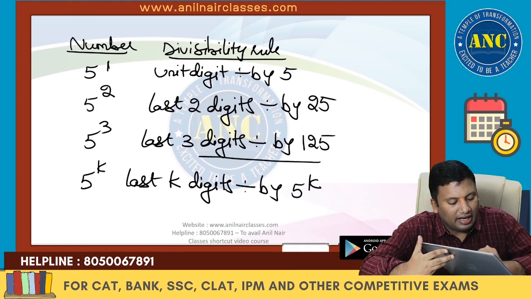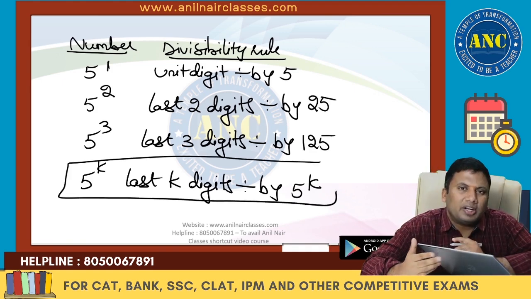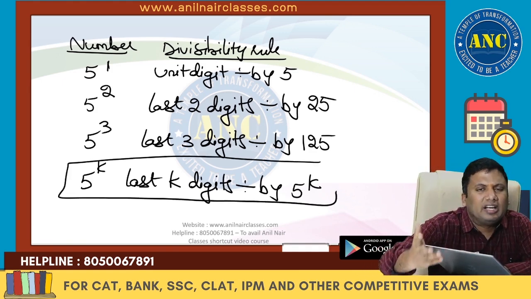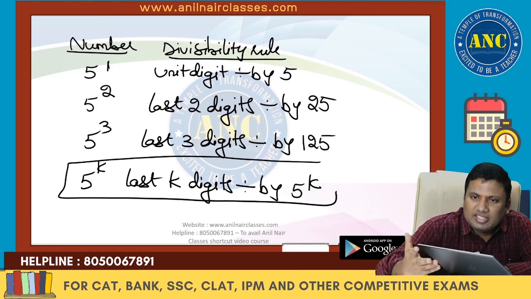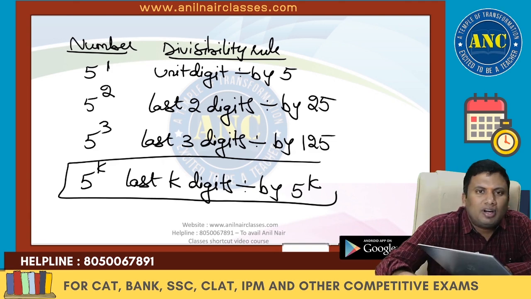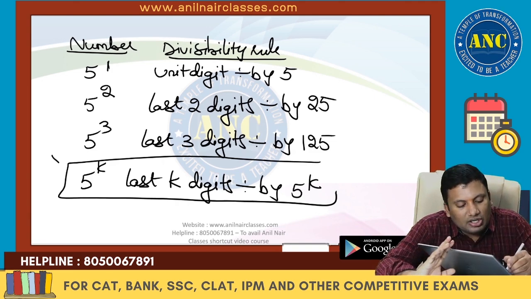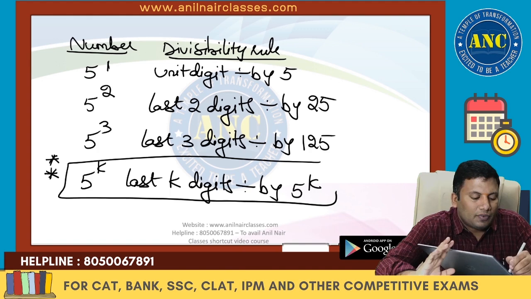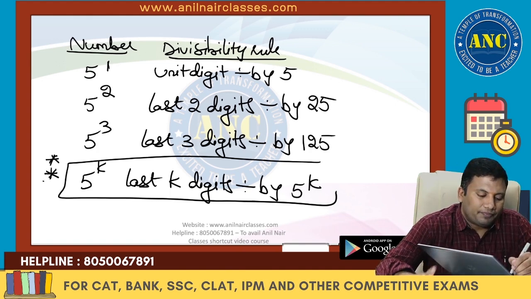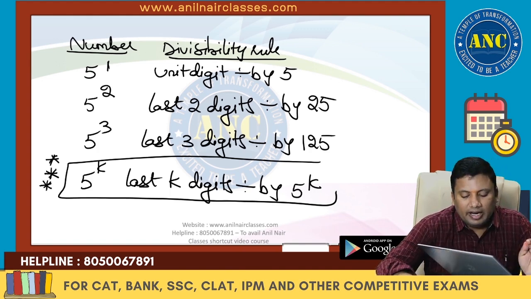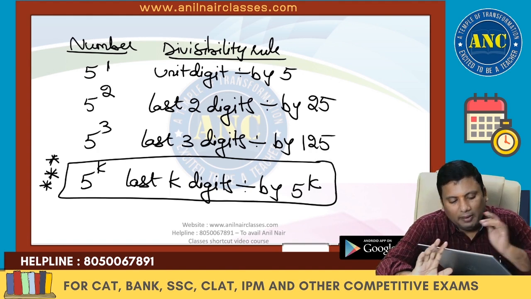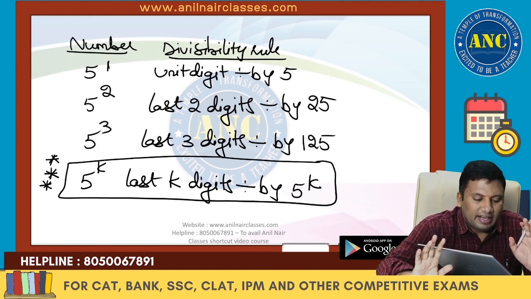I hope the idea is clear. For 5 power k and 2 power k, the divisibility rule remains the same in principle. If it is 2 power 4, the last 4 digits should be divisible by 2 power 4. If it is 5 power k, the last k digits should be divisible by 5 power k. I hope the idea is clear.